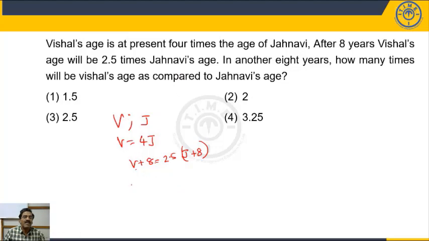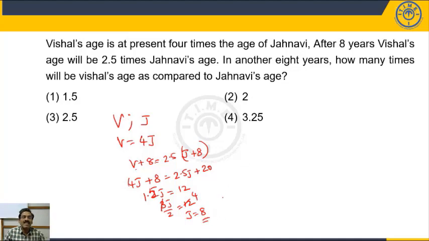But we know V is nothing but 4J. Substituting that value here, 4J plus 8 is equal to 2.5J plus 20. Bringing this to this side, 4J minus 2.5J is nothing but 1.5J. So 1.5J is equal to 12. 1.5 we can further write as 3J by 2. 3J by 2 is equal to 12, so 3J is equal to, 12 going 4 times. That means Jahnavi's age is presently 8 years, we can say.